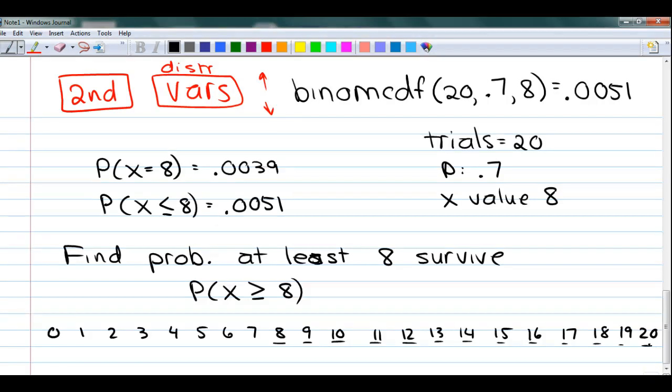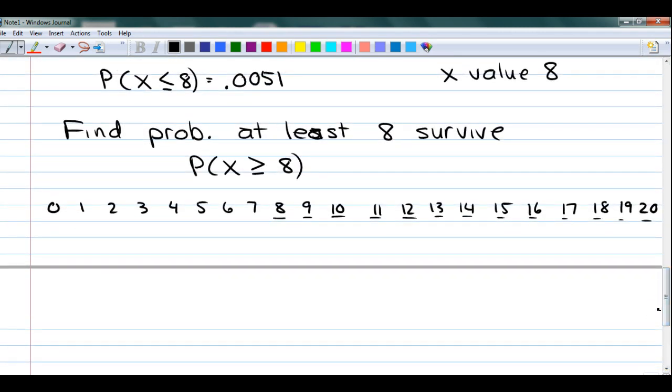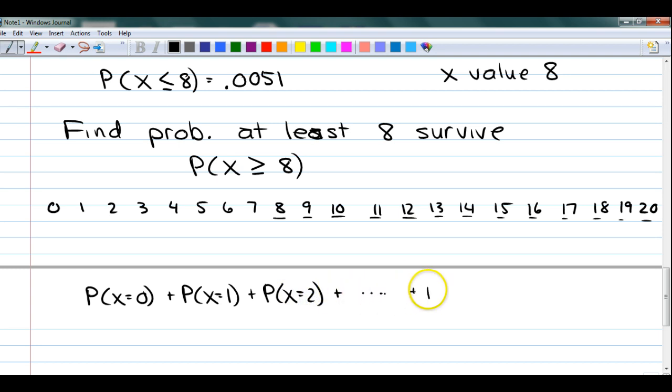Or the sum of all probabilities equals 1. The probability x equals 0 plus the probability x equals 1 plus the probability x equals 2, on and on and on, out to the probability x equals 20. That's 100%. That's all the ways this 20 surgeries can end up. That equals 1 or 100%.